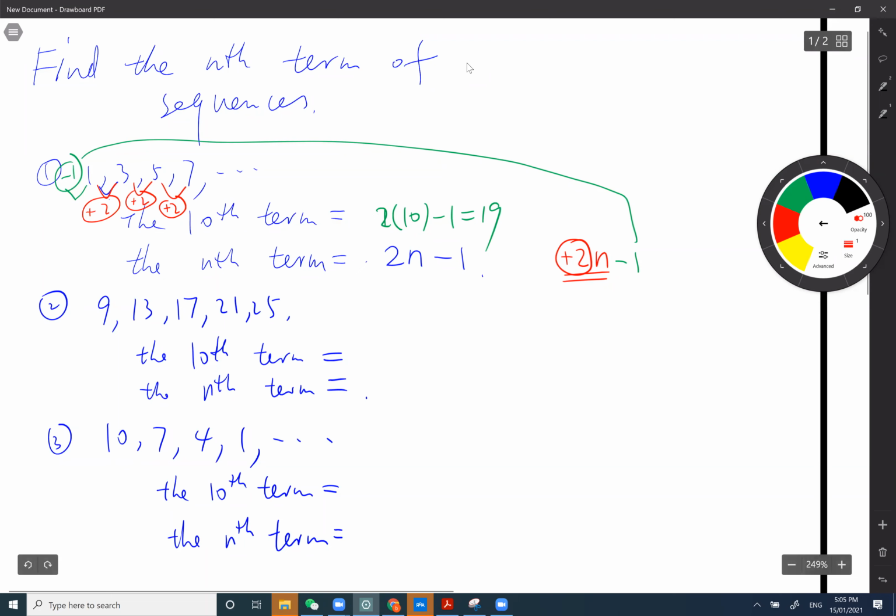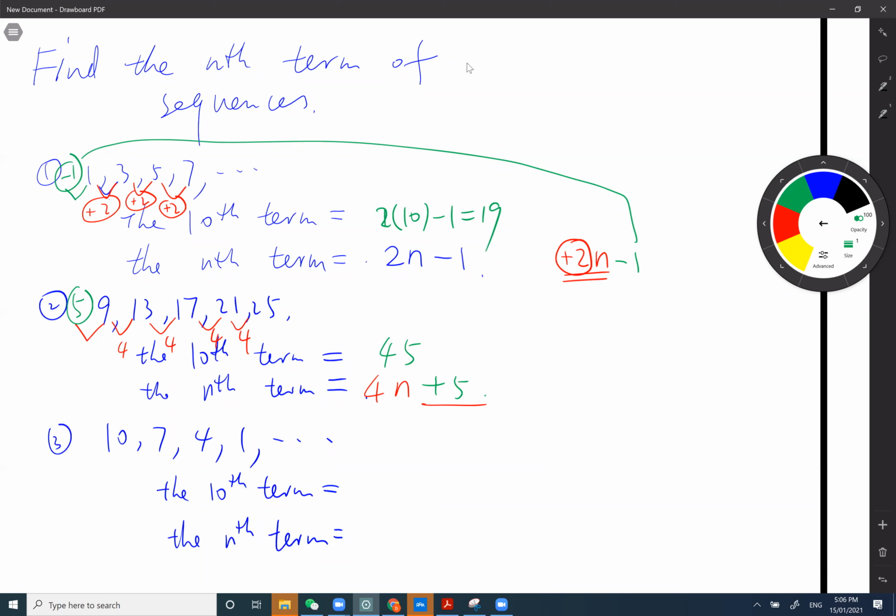Heidi, what's the difference here? 4. They're all 4. So 4n. Elisa, what's the previous number? 5. Very good. So plus 5. So the 10th one, 45.